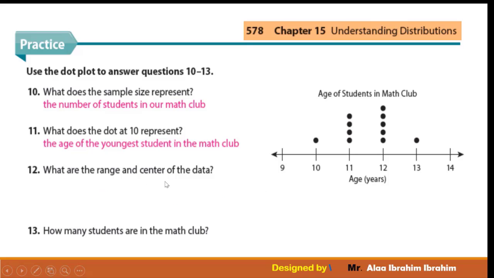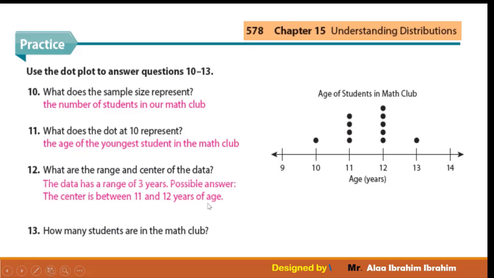What are the range and center of the data here? The range is the greatest value minus the smallest value. So 13 minus 10. So the range of the data here is 3 years. The center is between 11 and 12, because this is the closest place between them. How many students are in the math club? I have to count all these dots so you know the number. If you count 1, 2, 3, 4, 5, 6, and so on, you find all of them is 11 students.